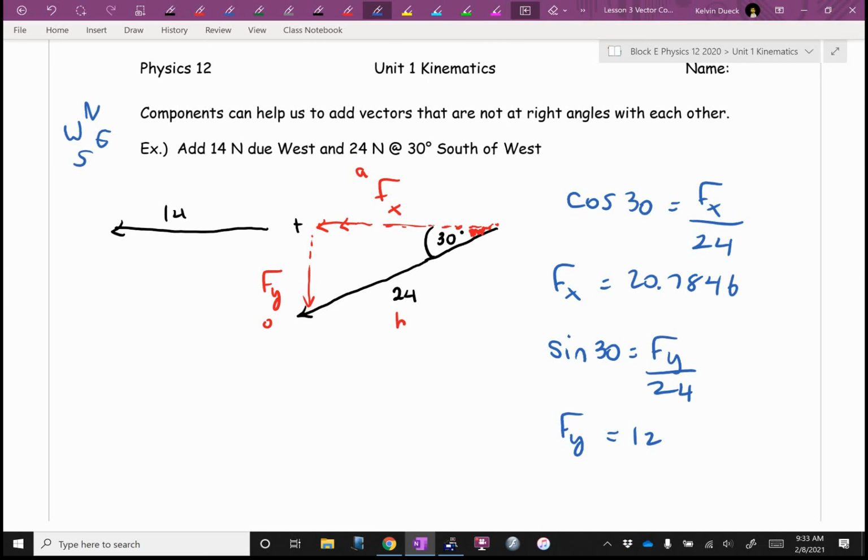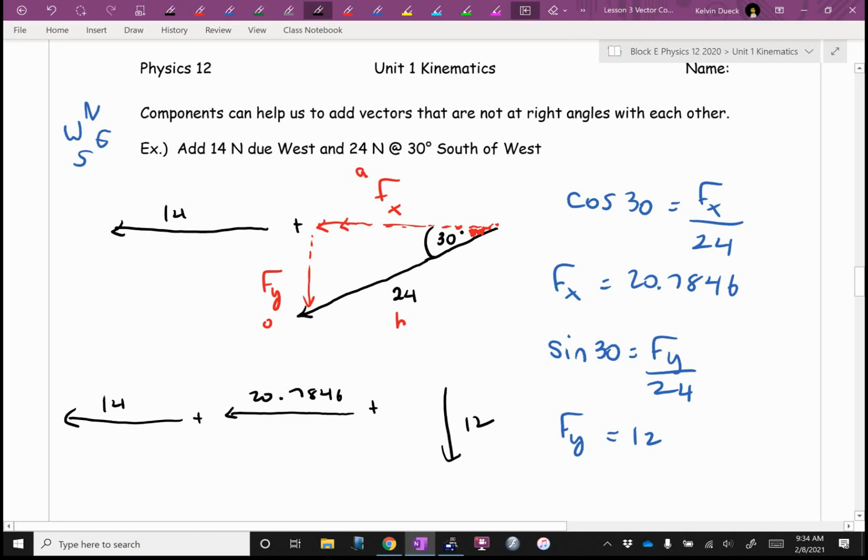So here's my argument, okay? Instead of going 14 plus 24, 30 degrees south of west, I'm going to argue this is the same as still 14 plus 20.7846 plus 12. I've broken it up into 3 vectors. Why is that nicer? Doesn't that make it tougher? No. Why is that nicer? Which 2 vectors can I casually add?